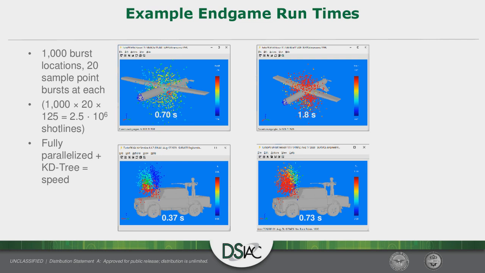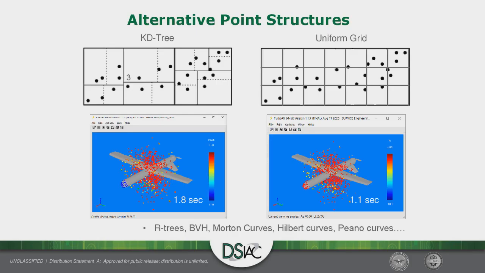Now this code that I put in Turbo PK is fully threaded, and the calculation of the points is also fully threaded, and the KD tree is fast. So calculation speed doesn't seem to be a problem here. The KD tree is one way to do this. There are other data structures that are useful too.